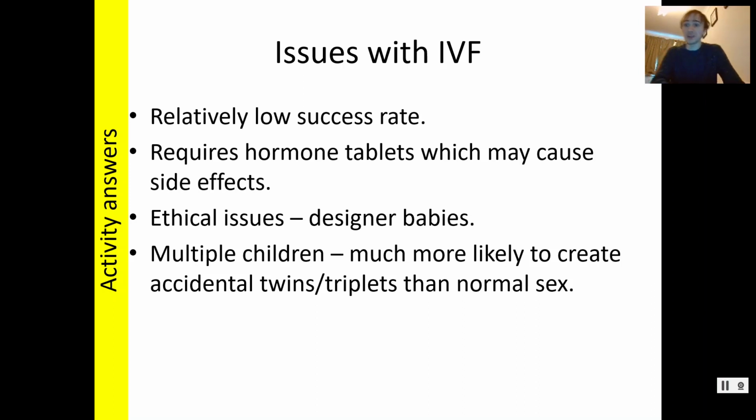And multiple children, we said they're more likely to have accidental twins or triplets than with normal sex. You may not think that's a downside. Of course, there's a lot of issues in pregnancy and in birth. Obviously, you can do it, but it makes it very unpleasant for the woman, much more unpleasant than usual.